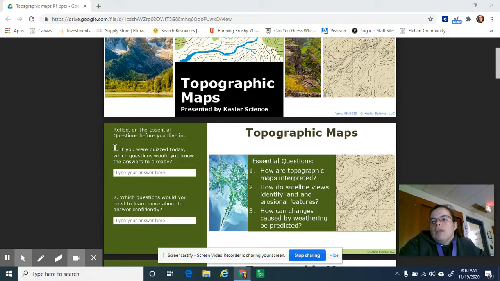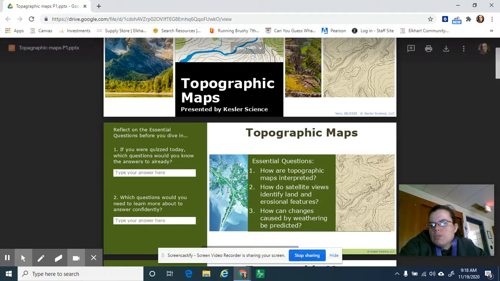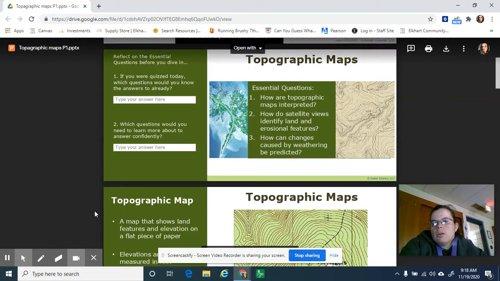And then number one, it says, if you were quizzed today, which features would you know the answers to already? So if your grade depended on it, which one of these would you feel most confident in answering? Number two, which questions would you need to learn more about to answer confidently? So if your grade depended on it, which one of these would you need to learn more about to be able to answer it confidently?